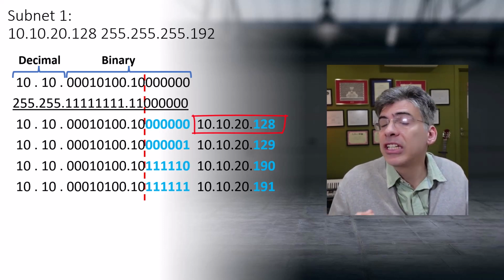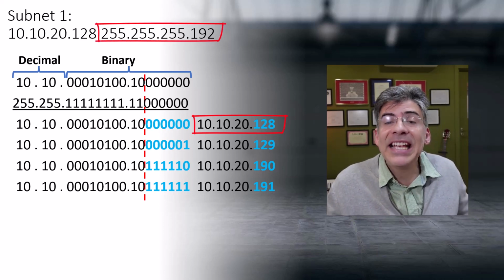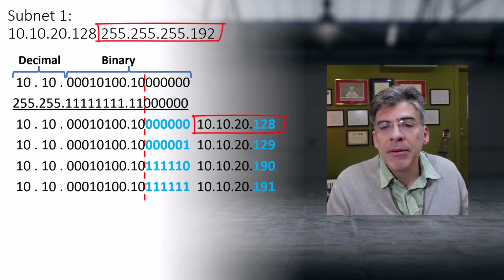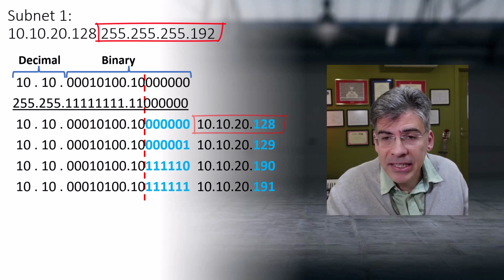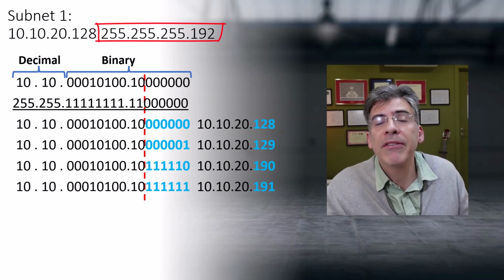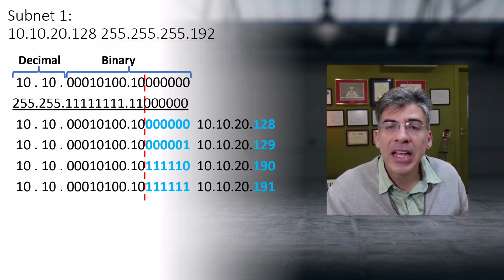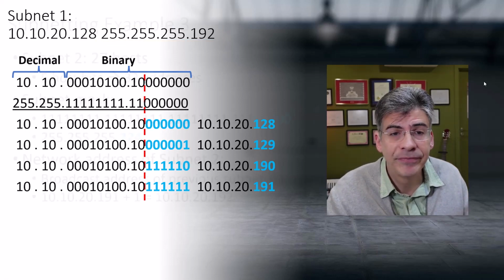However, it's actually not the same because our subnet mask is different. It's a smaller subnet mask, meaning that the resulting subnet is a subset of the original address space we were given. So that's the first subnet we created. Now let's go on to the next one.